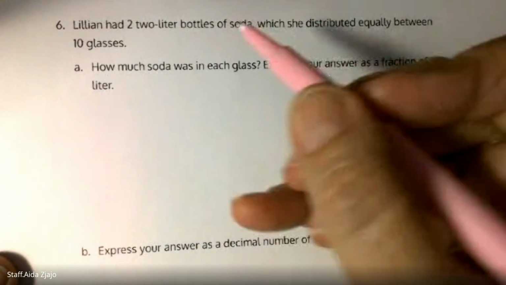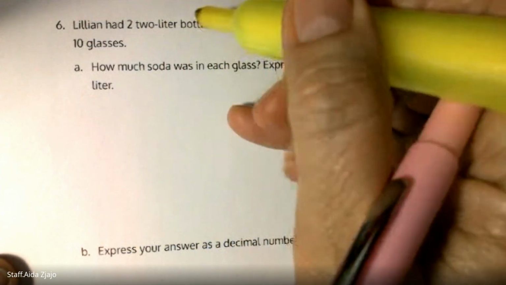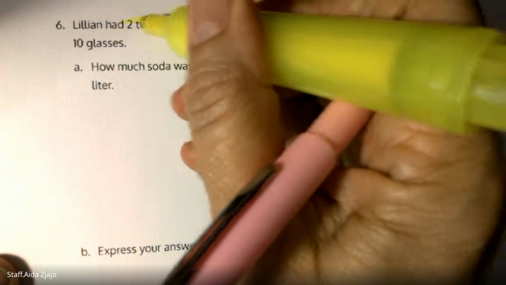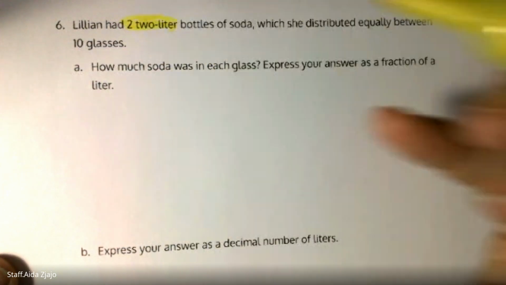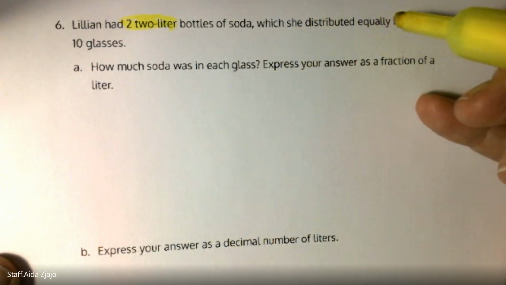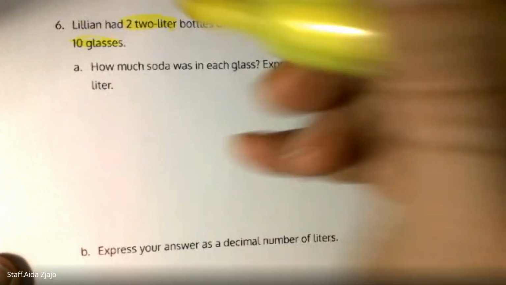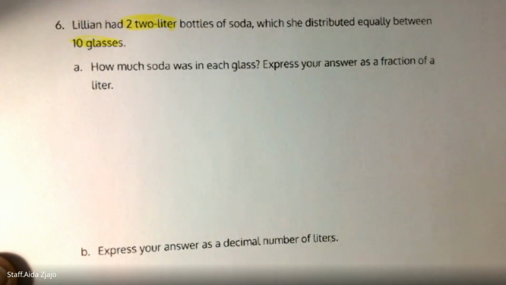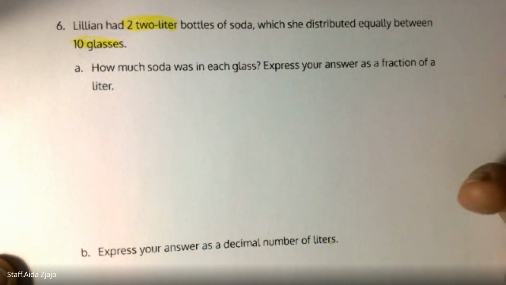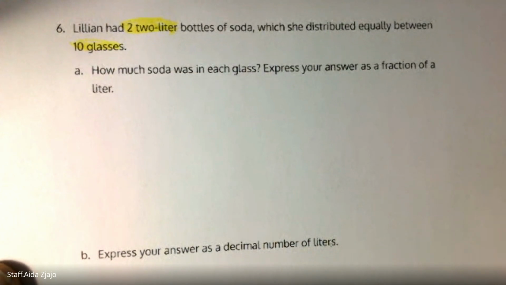Okay. Lily had a 2 liter bottle of soda, which she distributed equally between 10 glasses. So you can picture if you have 2 big sodas and then you have 10 glasses, how much will you pour in each glass? Correct?